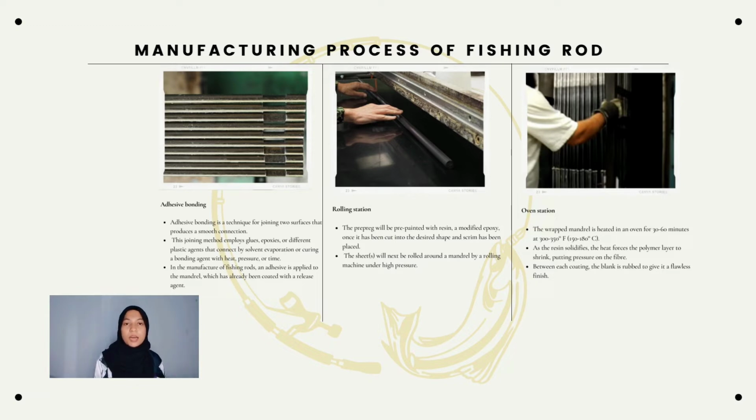After the material has been cut into the correct shape and adhesive has been applied, it will be pre-painted with resin, a modified epoxy. A rolling machine will then roll the sheets around a material under high pressure. Excess epoxy is squeezed out and defects are reduced. Last but not least, there is the oven station. The wrapped material is heated in the oven for 30 to 60 minutes at 150 to 180 degrees Celsius. Heat causes the polymer layer to shrink as the resin solidifies, putting pressure on the fiber.